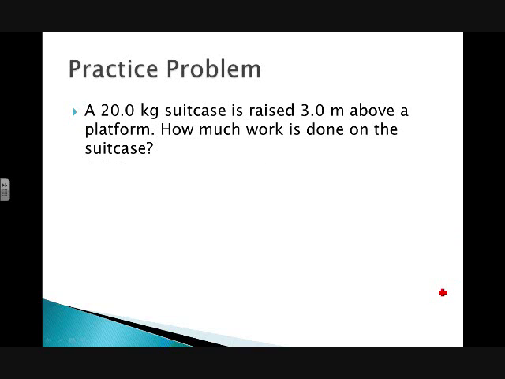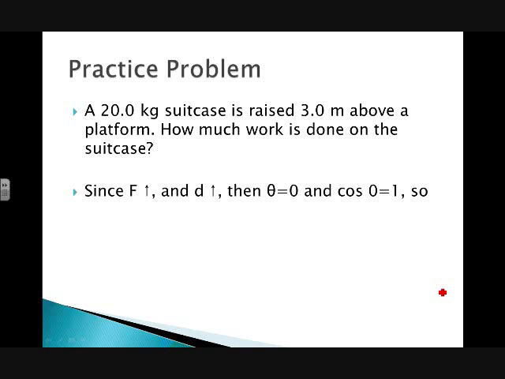So here's a practice problem. A 20-kilogram suitcase is raised up 3 meters above some platform. We want to figure out how much work is done on the suitcase. Force is up. Displacement is up. Theta between the two is 0. The cosine of 0 is 1. So what we're looking at is just force. Work is force times displacement.